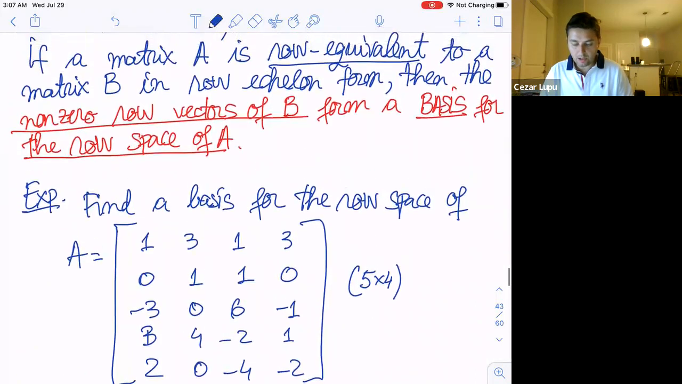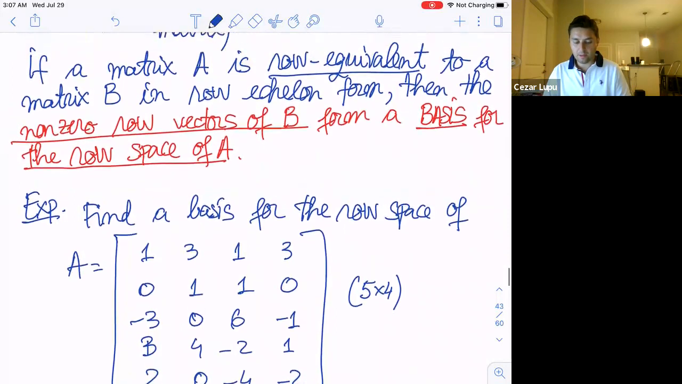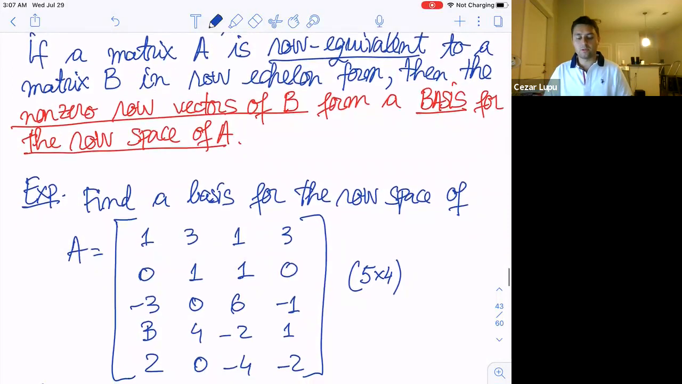And I want you to look at the statement of the theorem, and also to look at the example. I just want to stress this again because this is very important. If I have a matrix A, which is row equivalent to a matrix B in row echelon form, then the non-zero row vectors of B will form a basis for the row space of A. Keep that in mind. And now let's see the example.